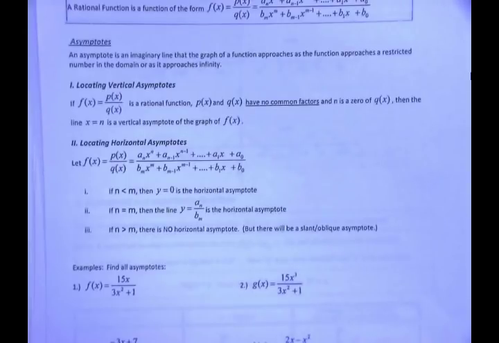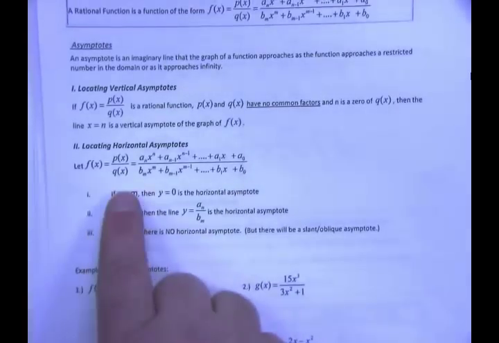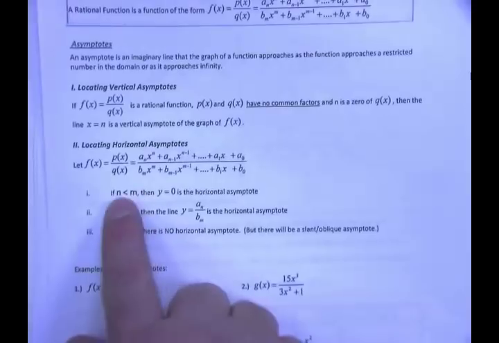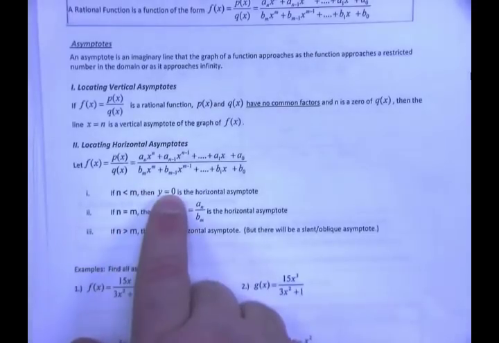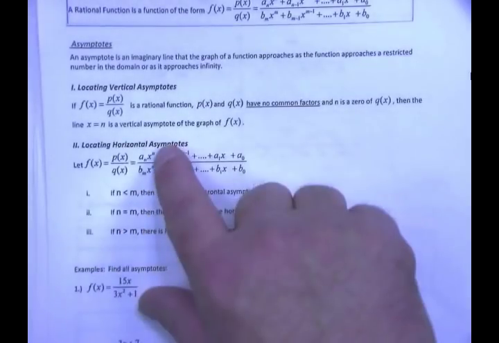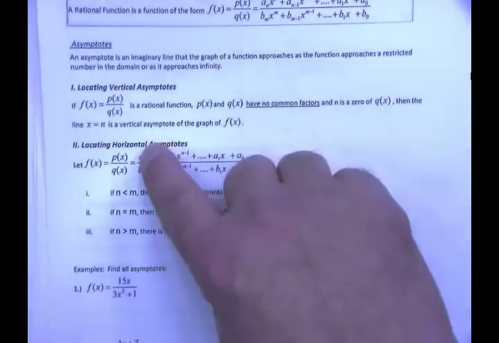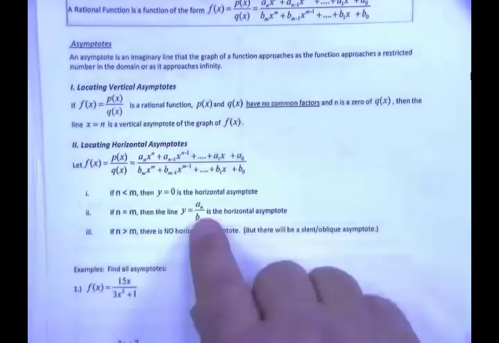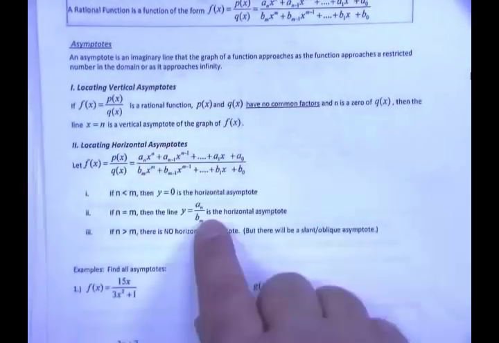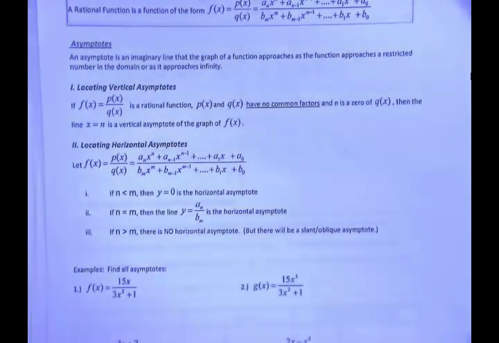This was called, in college algebra, pre-calculus, and Algebra 2, the horizontal asymptote theorem. If the degree of the top is less than the degree of the bottom, y equals 0 is a horizontal asymptote. If the degree of the top and the degree of the bottom are the same, or equal, then y equals the ratio of the leading coefficients, a_n over b_n. That's the horizontal asymptote.